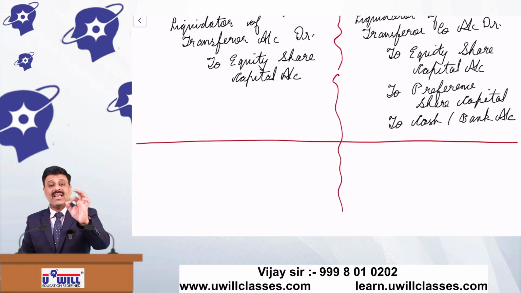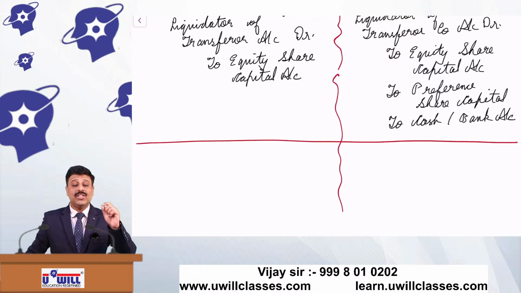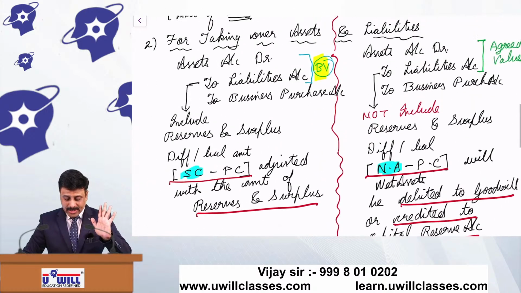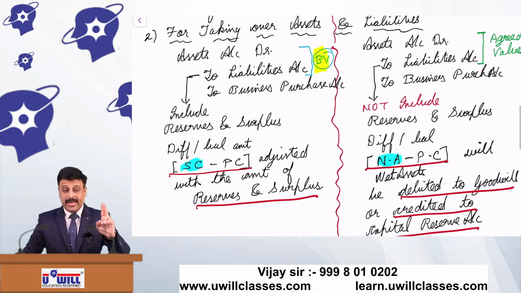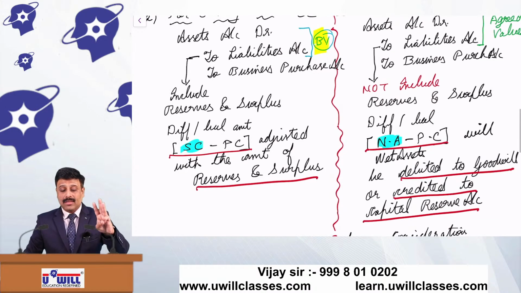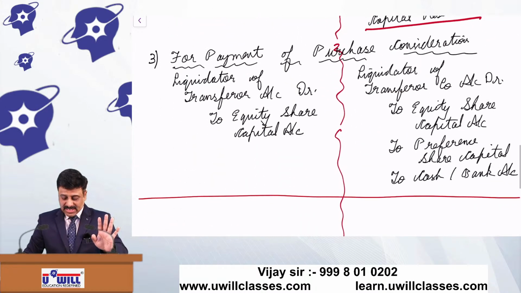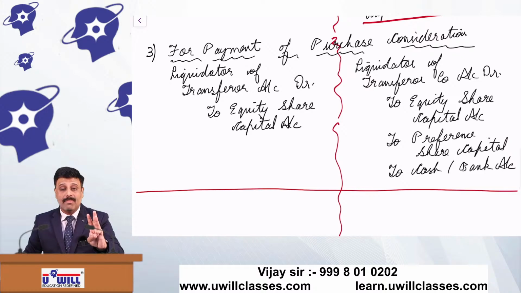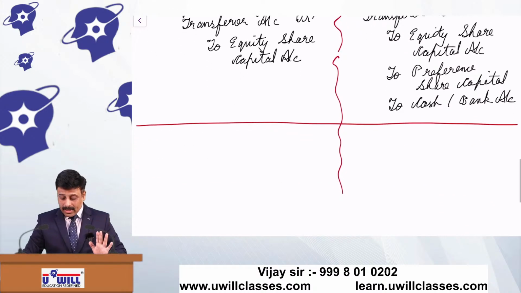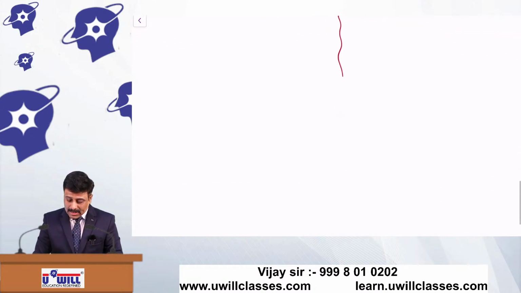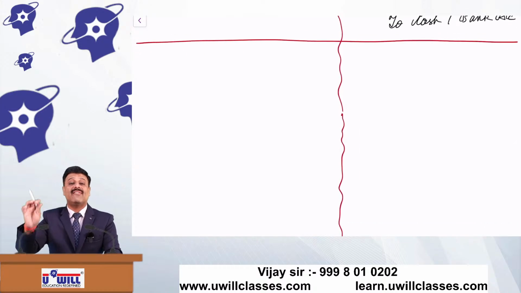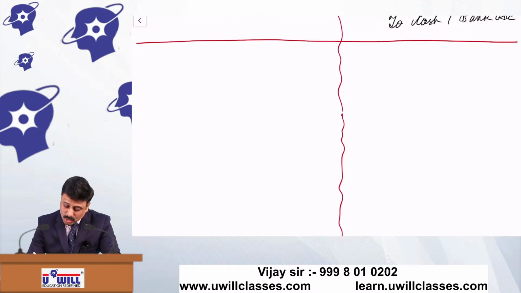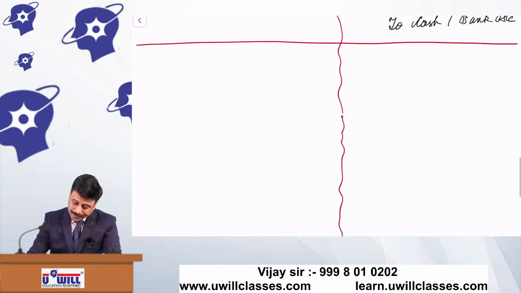Now these three are compulsory entries. Every question will have these three entries. First entry, purchase of business. Second entry, taking over assets and liabilities. Third entry, payment of purchase consideration. These three entries will be passed in each and every question. Remaining entries, what we see below this, are not compulsorily there in every question. If information is given, then only we have to pass those entries, otherwise we don't have to pass. So what are those entries? Okay, let's see.